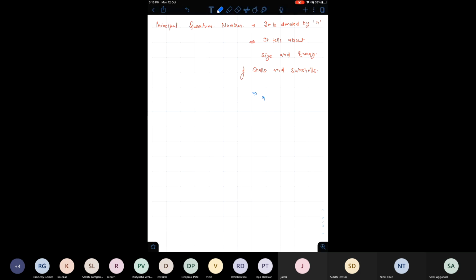It tells about the number of shells, subshells, orbitals, electrons present in the shell, present in the atom, you can say. ये सब इंफॉर्मेशन हमें प्रिंसिपल क्वांटम नंबर से मिलती है. Any doubt? Clear?